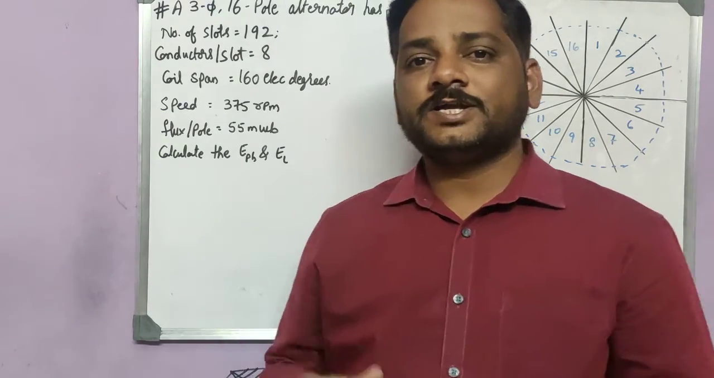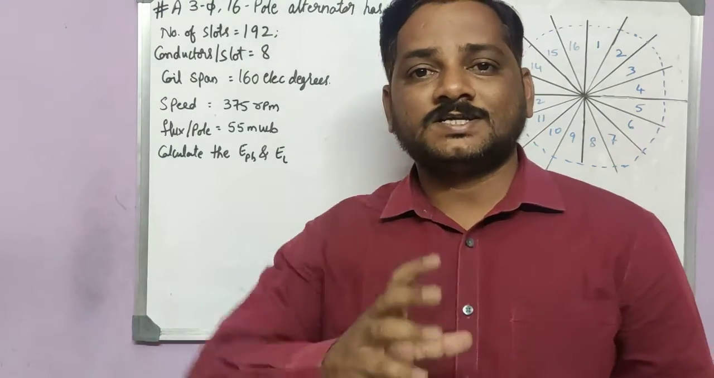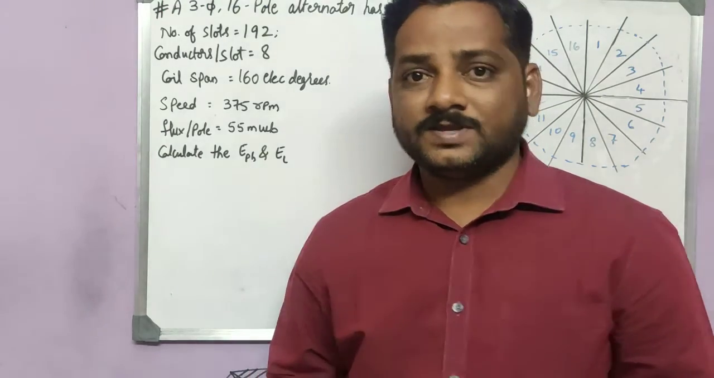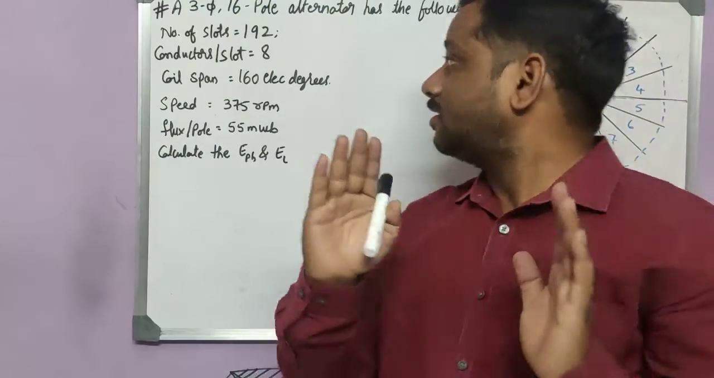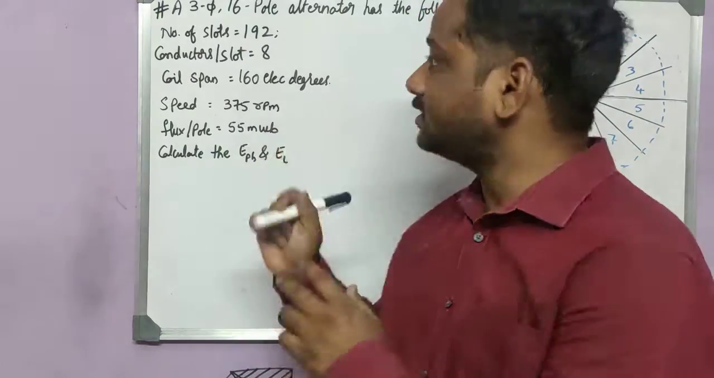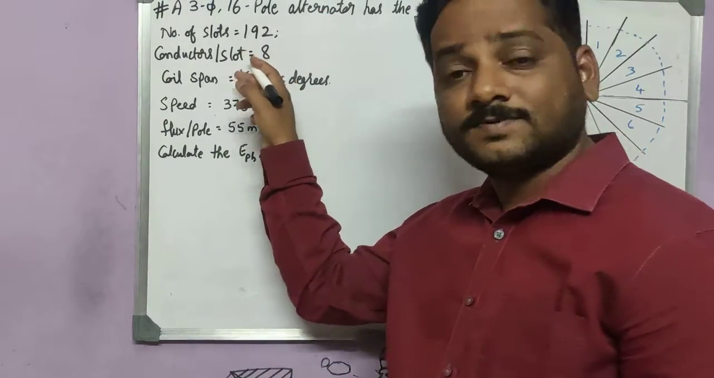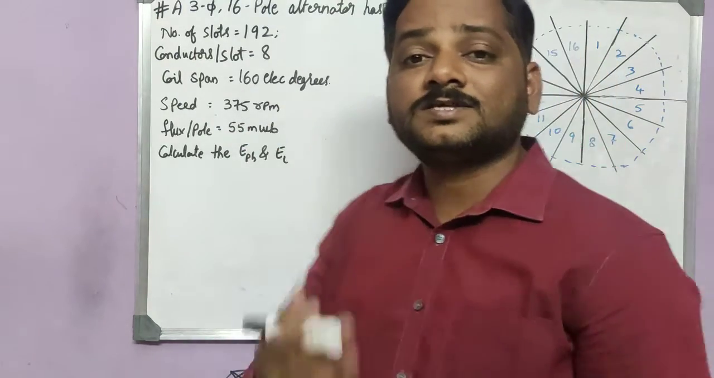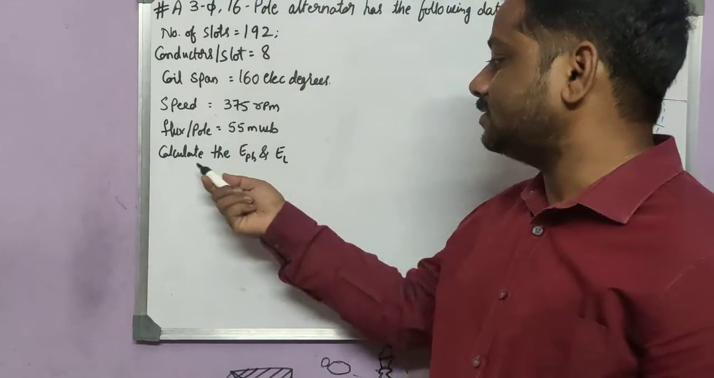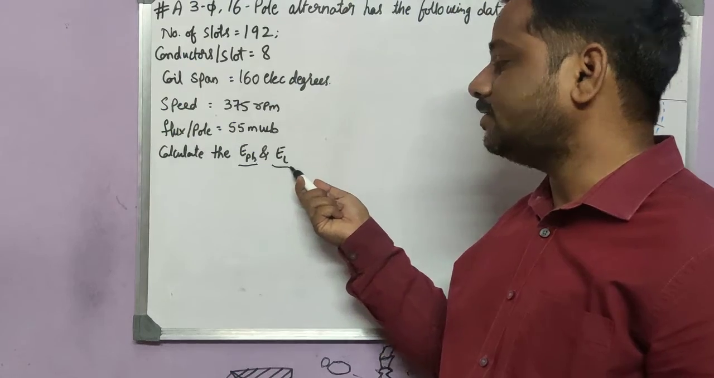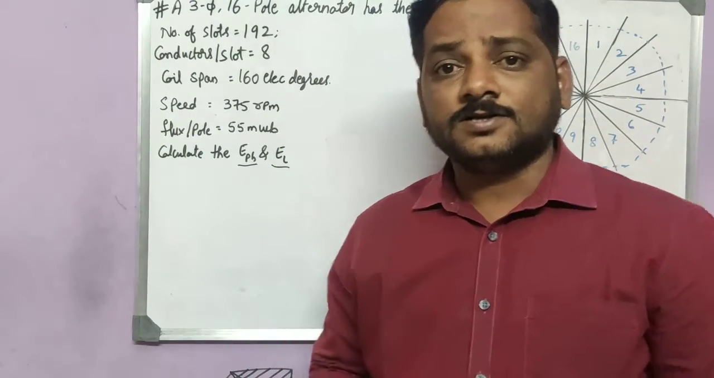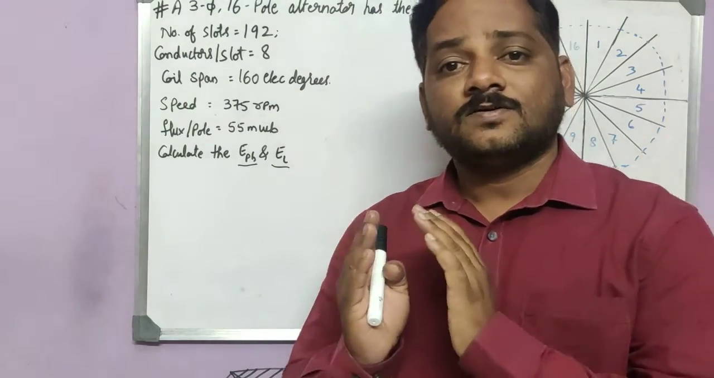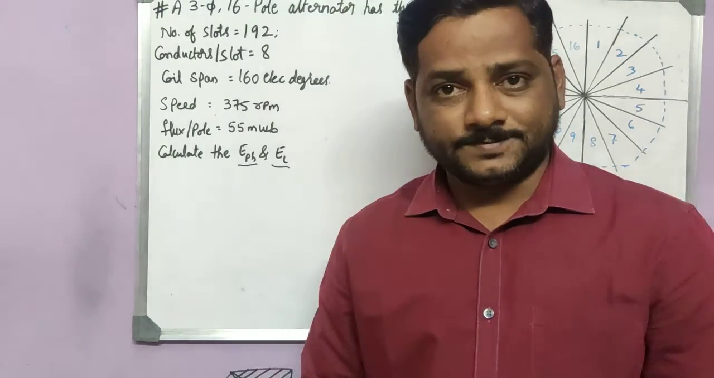Now, before getting into the solution of this problem, first understand the concept of it. Here they have given the design of it, some parameters like poles, slots, conductors per slot, coil span, speed, flux per pole, and they are asking you to find two parameters, that is the phase voltage and the line voltage. Right. So first let us write the formula which we need to use here.